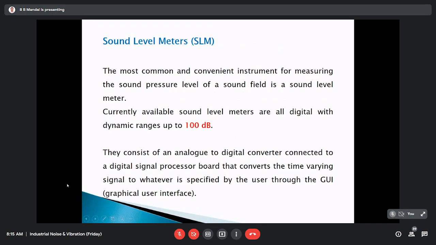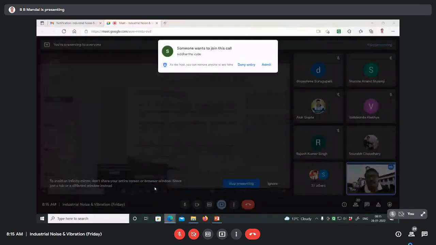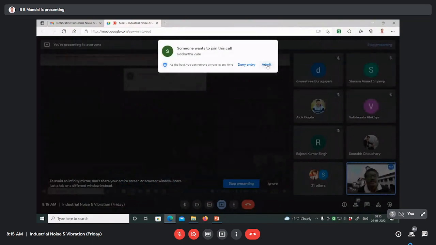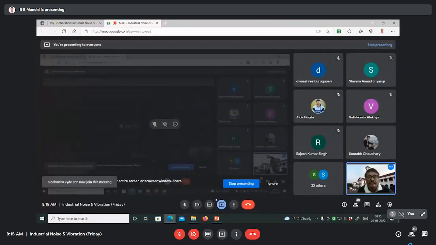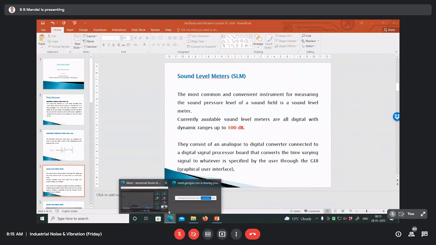Now, the sound level meters have a very high range nowadays. I think there is someone trying to join. Yeah. Right. So, okay. Just a minute.